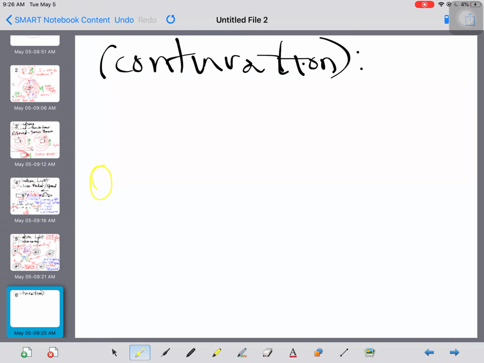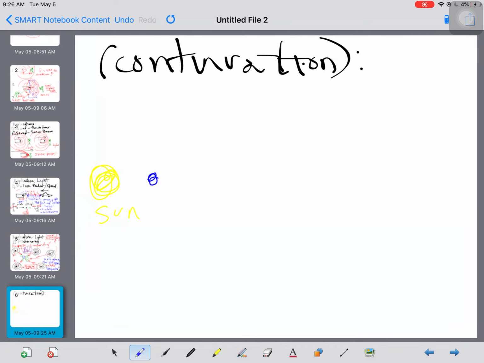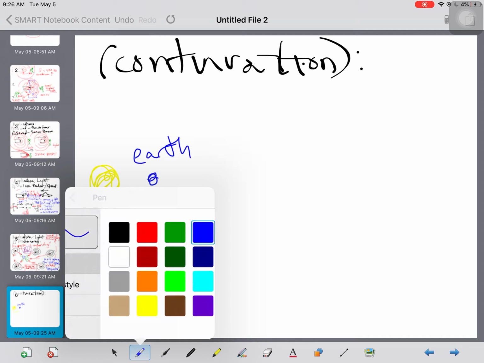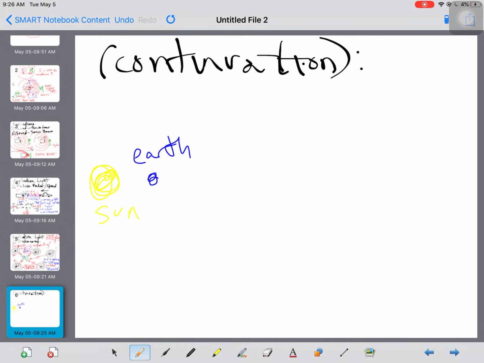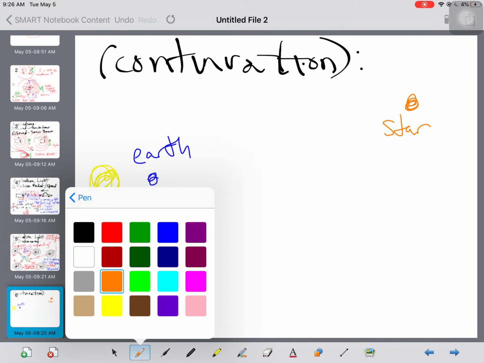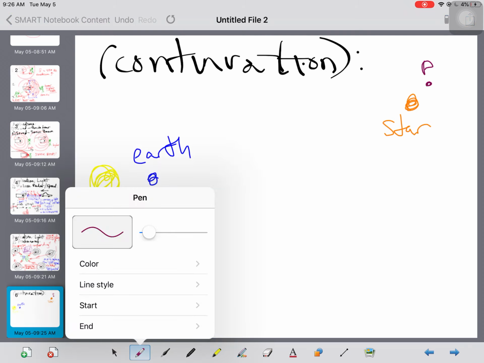So just to give you a little reference, here's the sun, here's the Earth, and then maybe somewhere far, far away, this drawing is lousy, here's some other star, and there's some other planet going around that star. So we'll call that planet P.